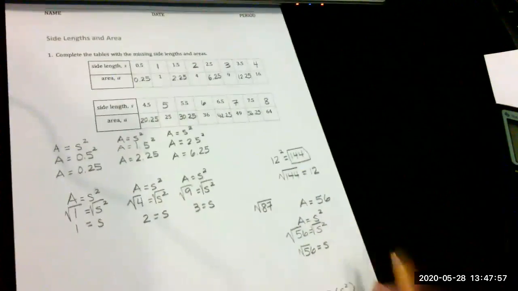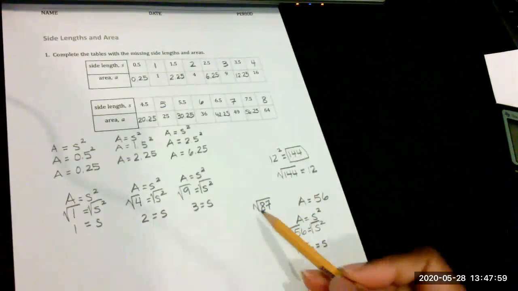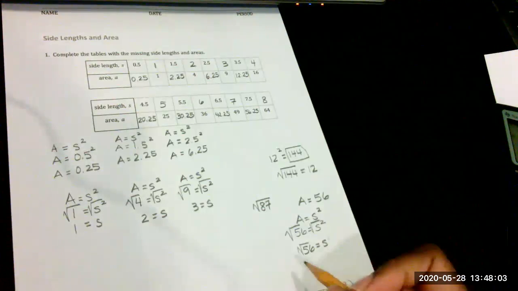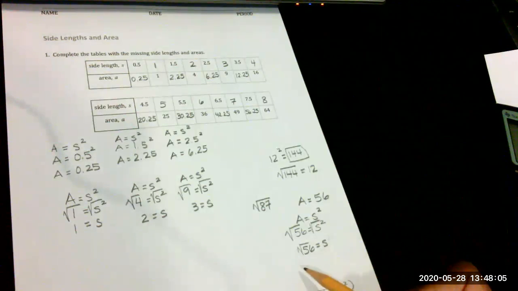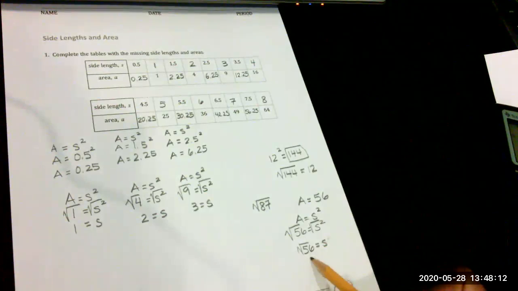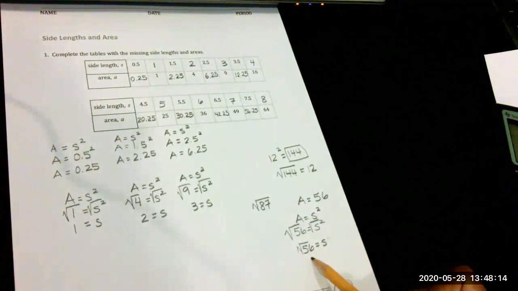Okay, so anytime you have a number that is not a perfect square, like 87, 56, another one is 22. There's no whole number you can multiply by itself to get that. Just leave the answer as the square root of that number. That's the exact answer, because that's the answer when you're not rounding it.